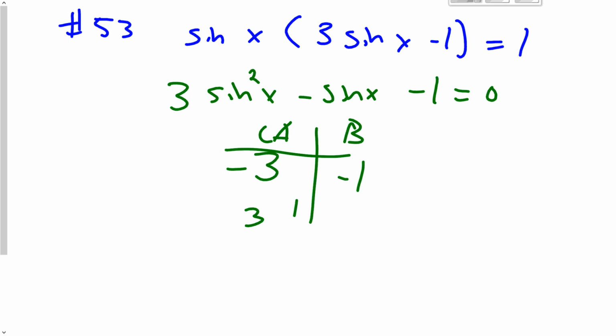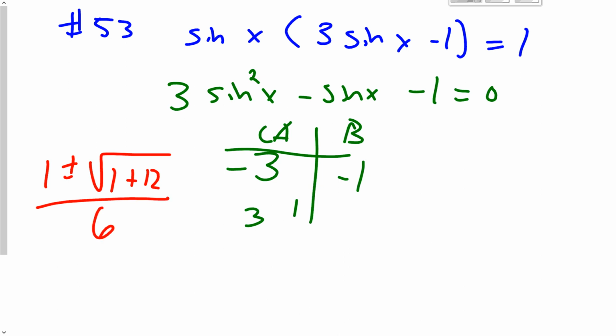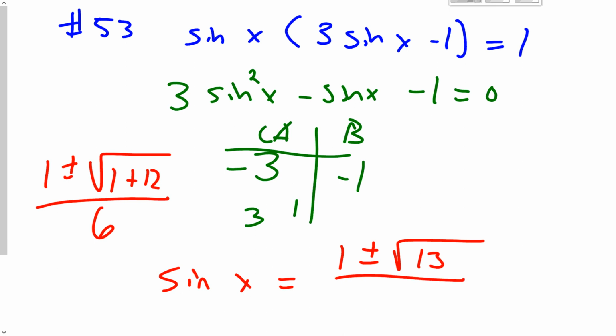So -b, so that's a +1, plus or minus the square root of b squared, which is 1, minus 4 times a, so that's -12, times the -1 is a +12. So we get root 13 again, and all over this time is 6. So that's what sine of x equals. I would want to put that into my calculator, and then all over 6.